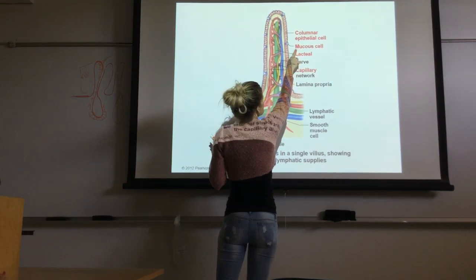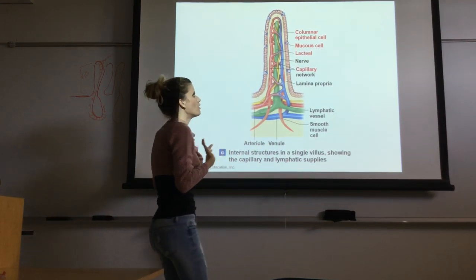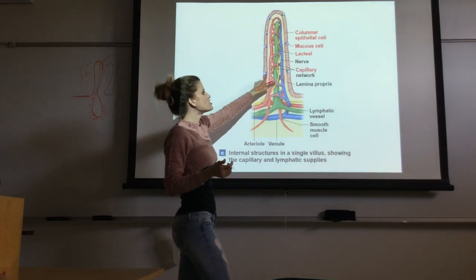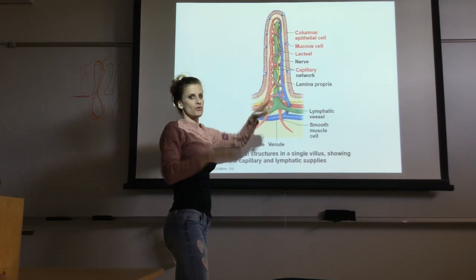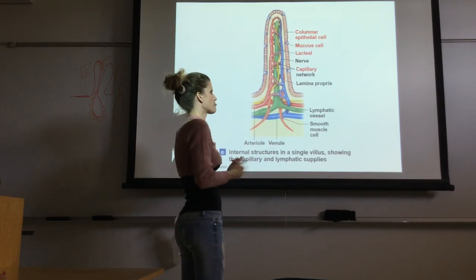Every so often we have a mucus cell. Okay, the mucus cell just secretes this lubricating mucus that reduces friction. Those are gonna be highly specialized, remember, in the duodenum. But through the rest of the GI tract or through the rest of the intestines, they're just normal mucus cells.